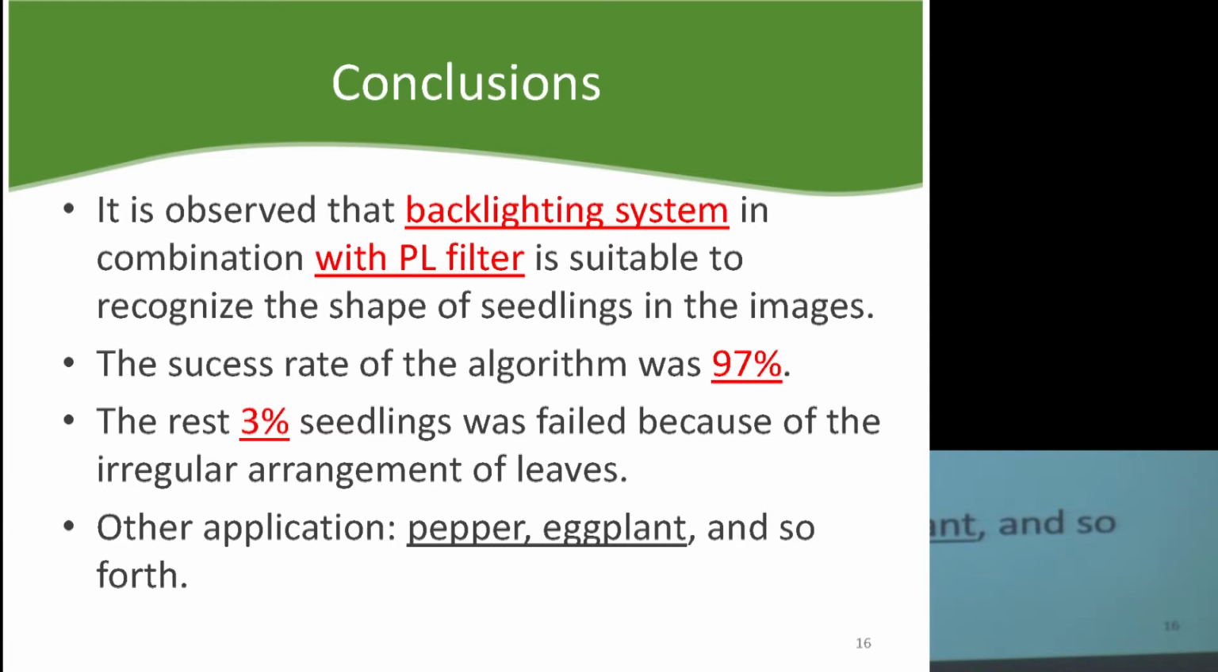So this algorithm is not limited to tomato seedlings only, and it can have other applications, maybe used for peppers, eggplants, and so forth. It can give the potential to replace slower manual grafting.